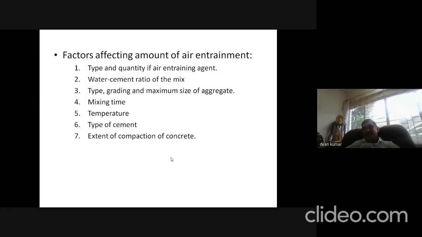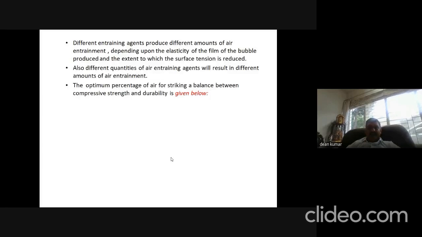Water cement ratio of the mix. Next, type, grading and maximum size of aggregate. Next, mixing time, temperature, type of cement, extent of compaction of concrete. All these factors will affect the amount of air entrainment. Different entraining agents produce different amounts of air entrainment. Very important.